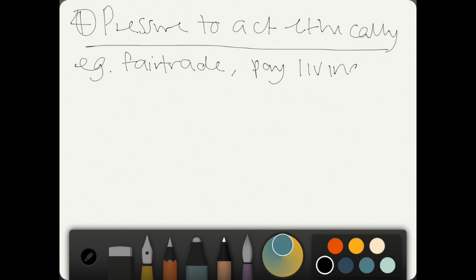Now that goes above the minimum wage. The government have set the minimum wage at a certain amount, but some people will argue that that's not enough and that people should be paying the living wage. And some businesses will do that. They'll pay them more. They might advertise that they don't use sweatshops in their production.